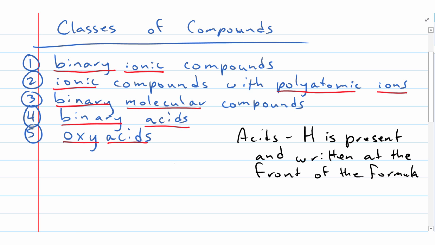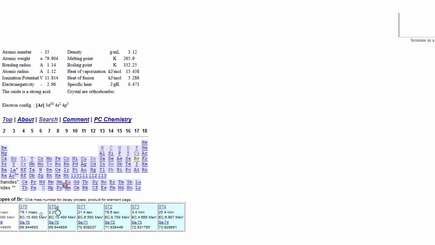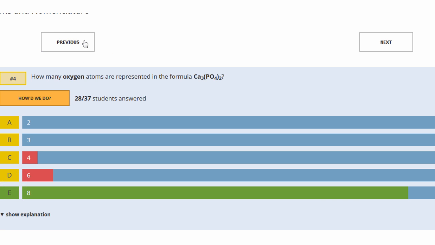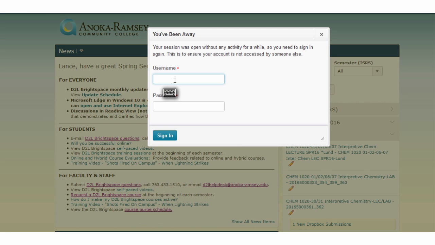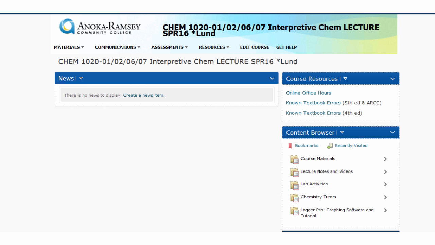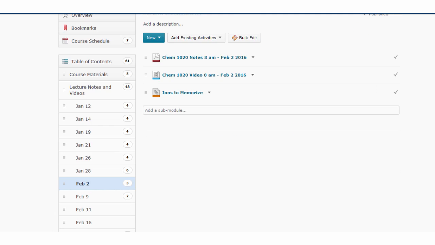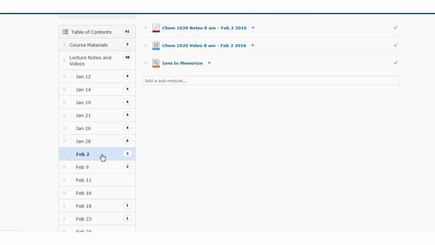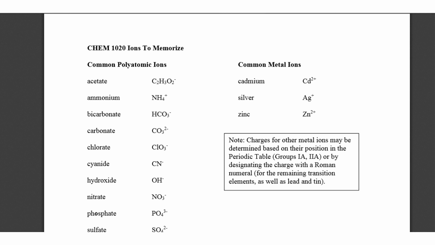And I walked around and passed out this sheet here of polyatomic ions. And this is a list of ions that you will need to be memorizing. You will also find this list in your D2L under the contents section. And today is the 2nd. And so it's under the list of ions to memorize.